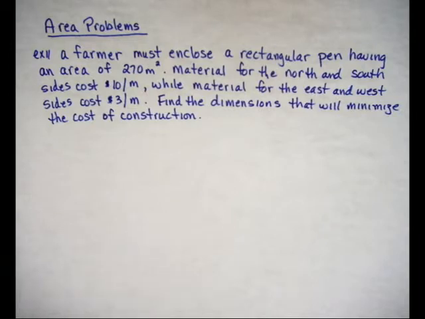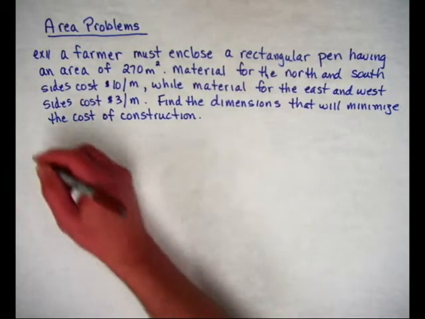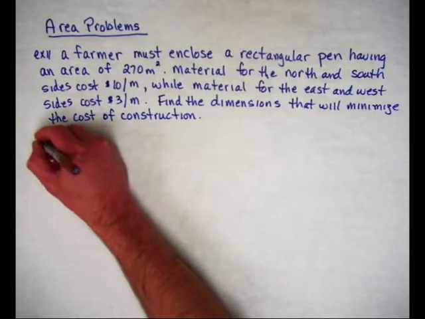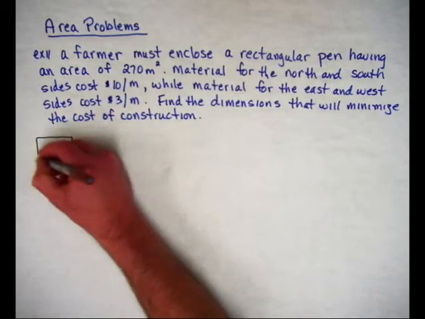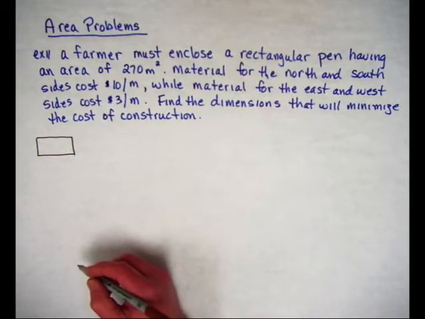Find the dimensions that will minimize the cost of construction. So obviously the farmer wants to build this fence enclosure for the least amount of money possible. But the condition is it has to have an area of 270 square meters. So if you want to just try to understand the problem, what could the farmer do? They want to build a rectangular fence. So there's the rectangular fence, and it has to have an area of 270.